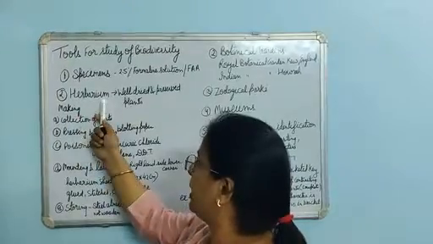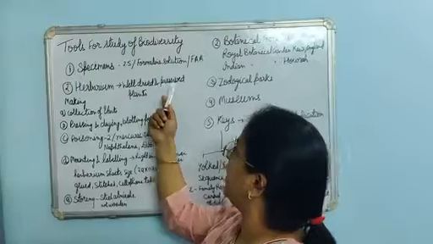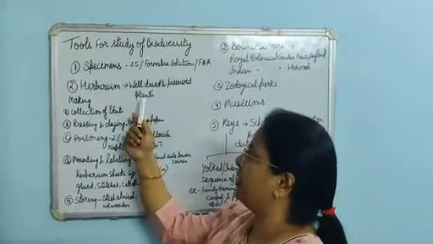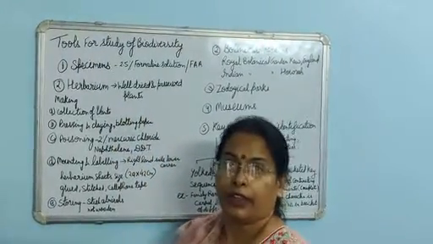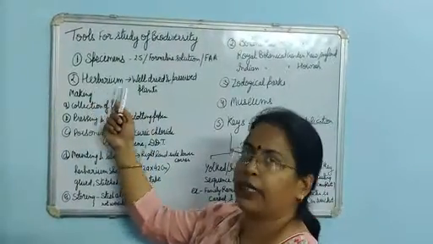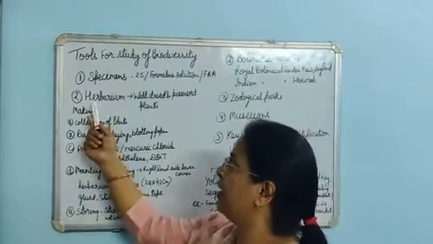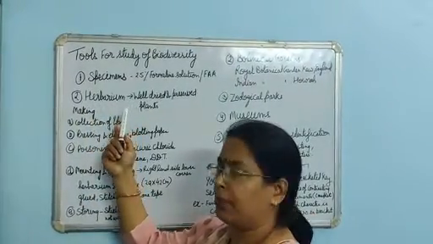The second thing is herbarium. These are plants that are well dried and pressed, and they are preserved. This preserved dried plant is known as herbarium. There is a definite pattern to make a herbarium from the plant body.